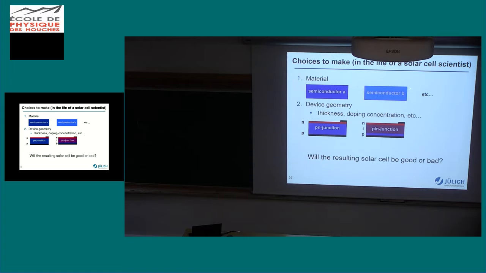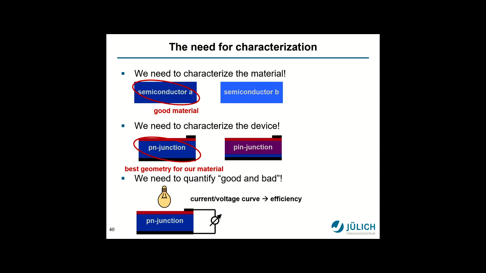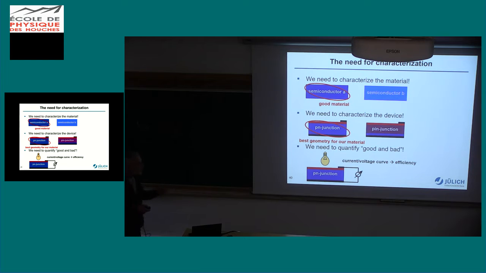What you can do is you choose a semiconductor, you choose the device structure, you make a PN or a PIN or the Trump structure, and then you have to judge what is a good solution and what is a bad solution, and that's what characterization of solar cell materials and solar cells is all about.